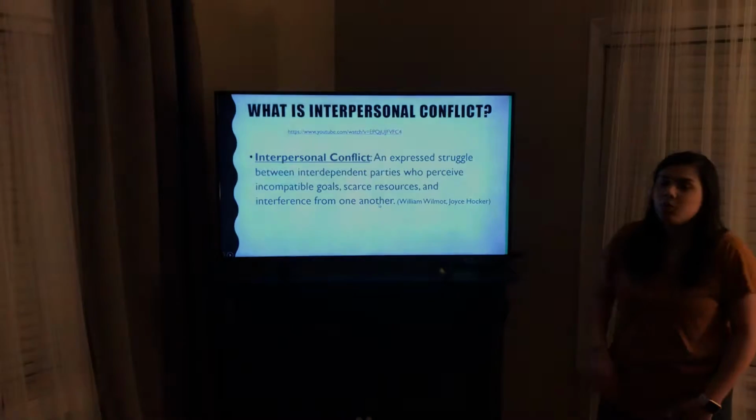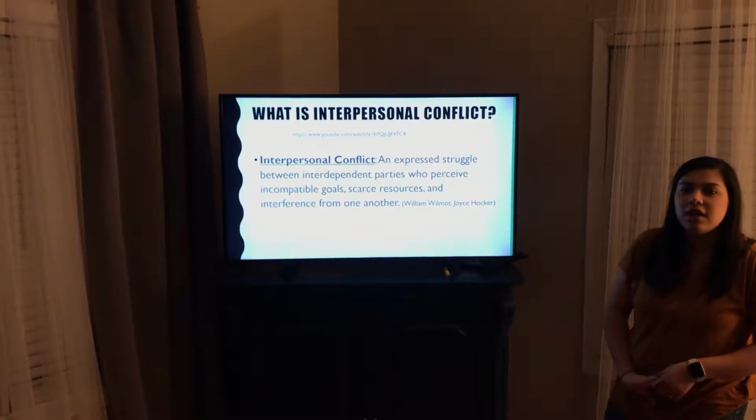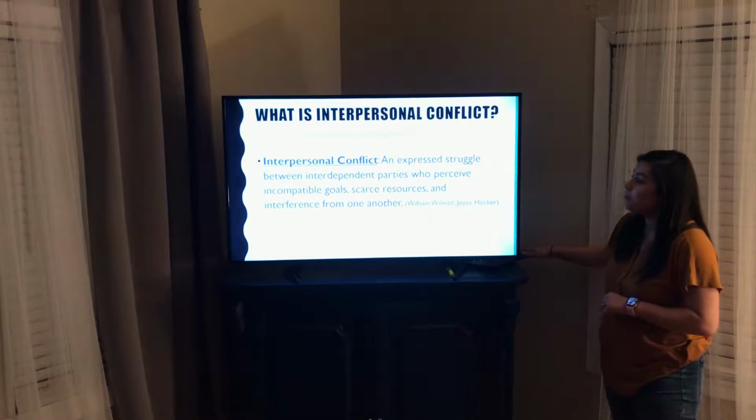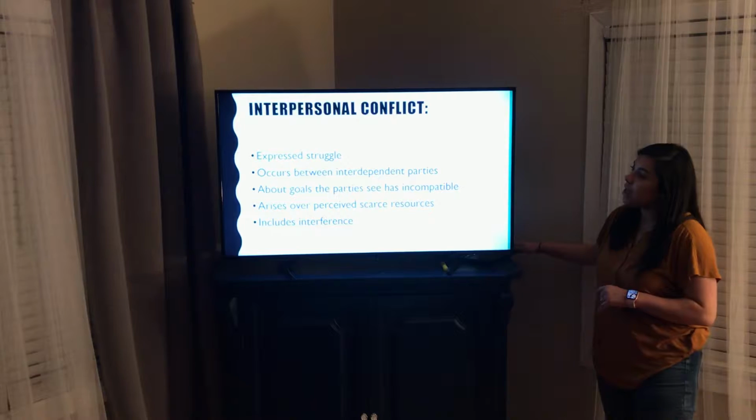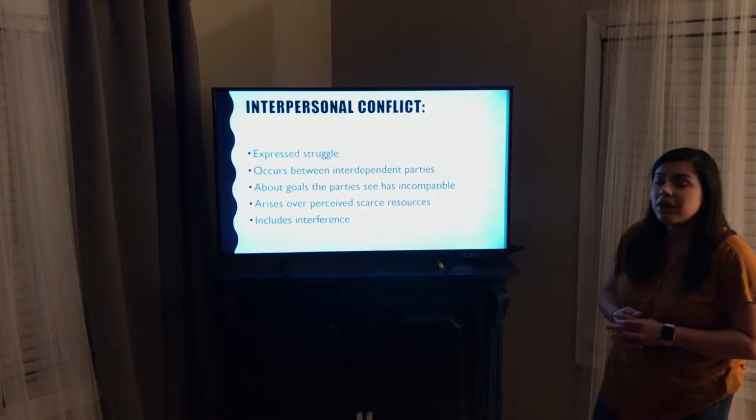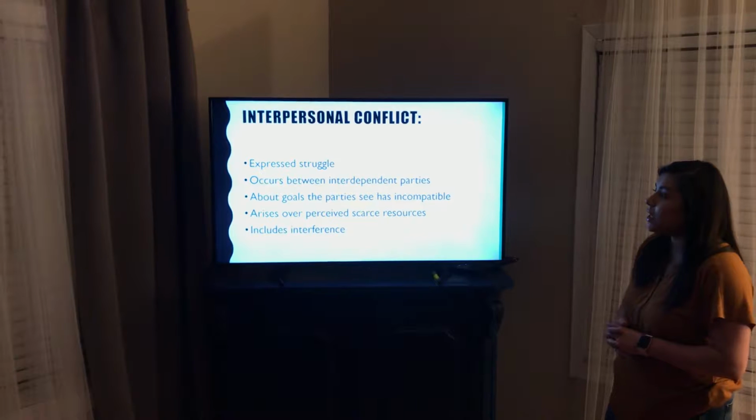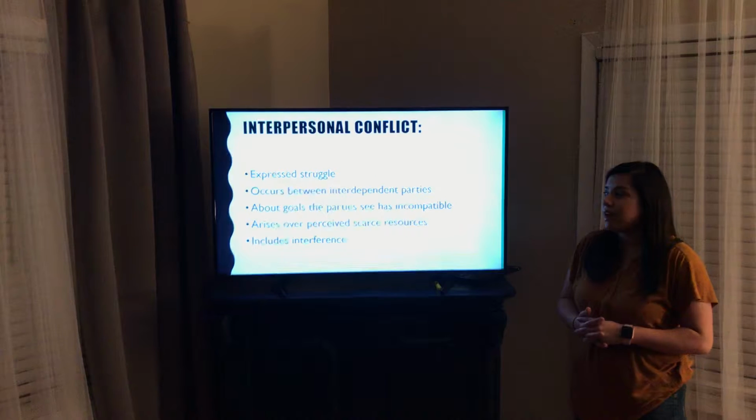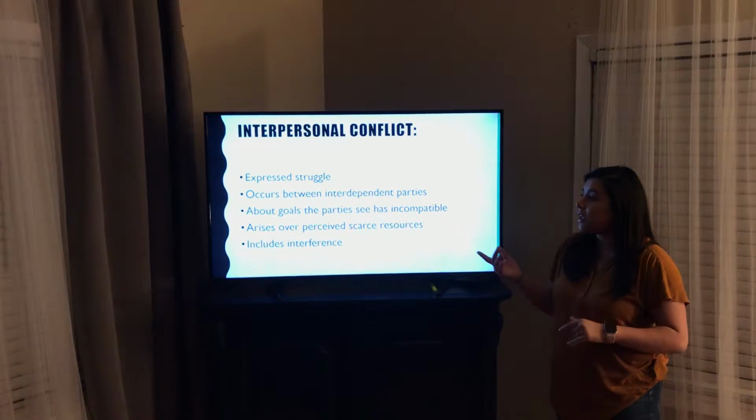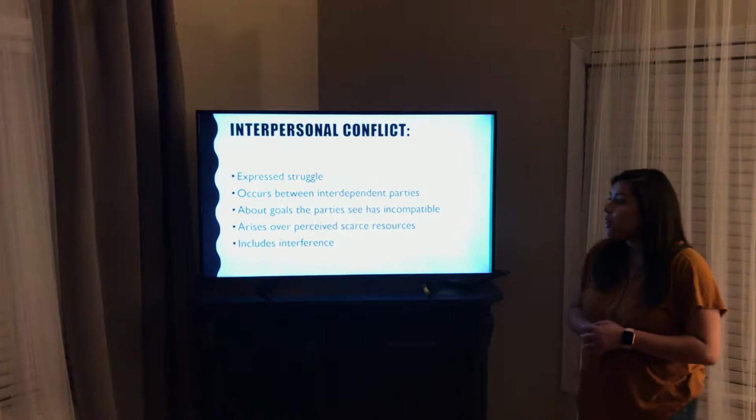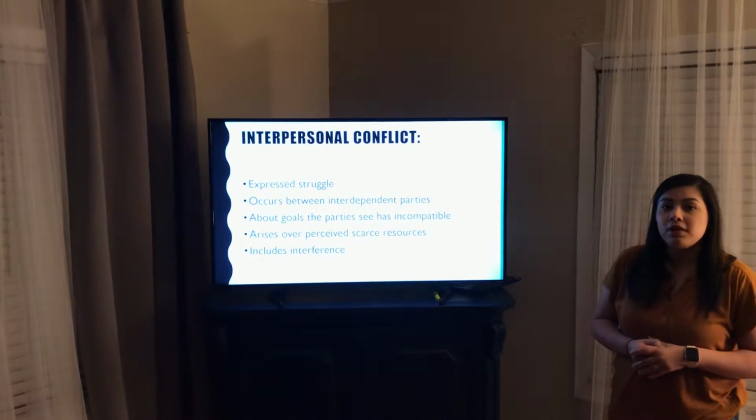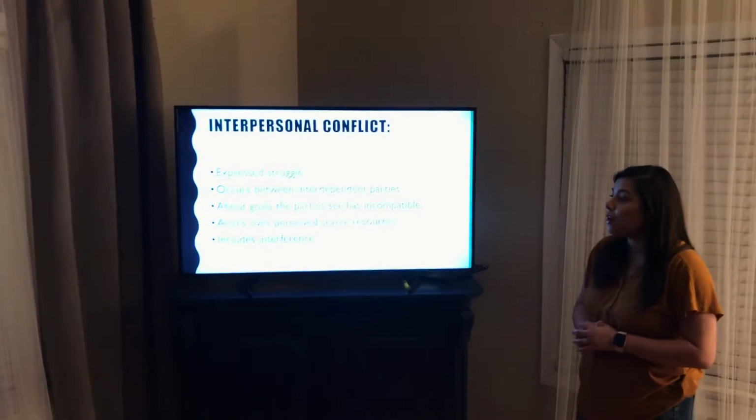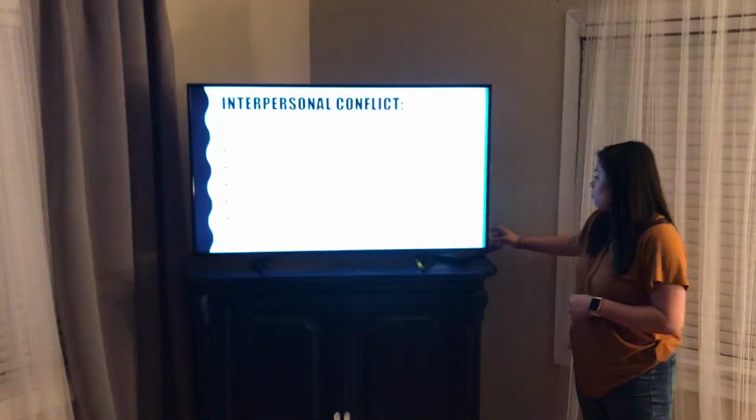So what is interpersonal conflict? Interpersonal conflict is a disagreement that happens between two or more parties. It can be expressed as a struggle. It has to occur between two or more parties, and usually both parties have a hard time seeing their goals being compatible. It arises over scarce resources, for example, food, shelter, water, money, and finally, it can also include interference.